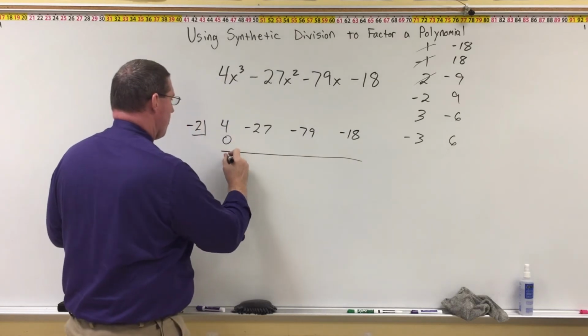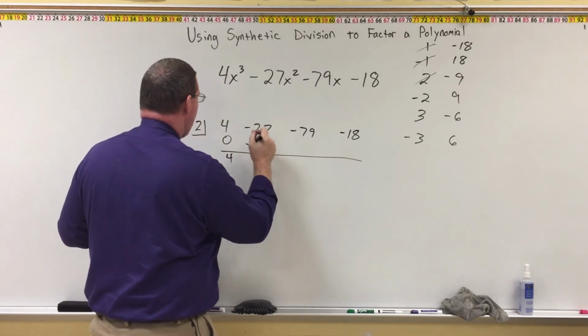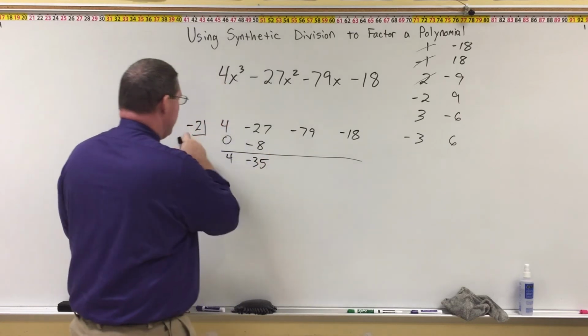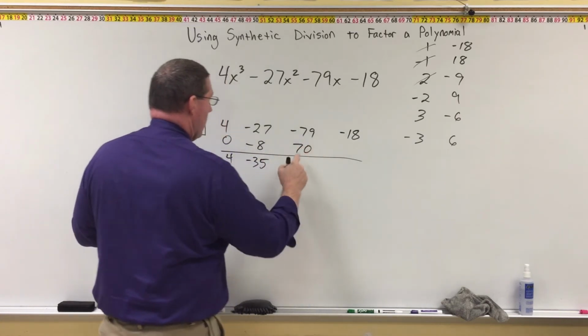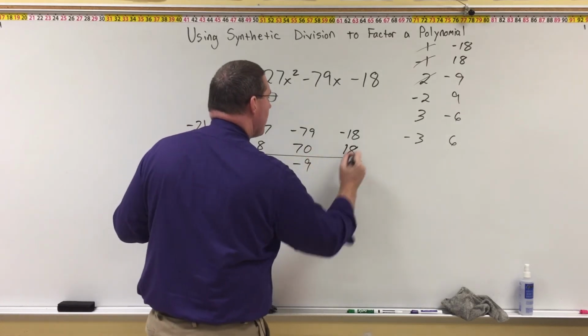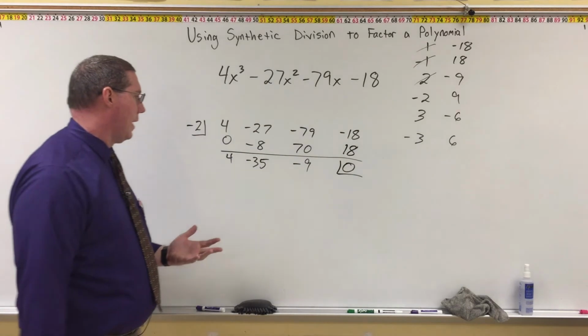Draw our line. 4 plus 0 is 4. Times negative 2 is negative 8. Minus 27 is negative 35. Times negative 2 is 70. Minus 79 is negative 9, times negative 2 is 18, minus 18 is 0, remainder of 0, we did it.